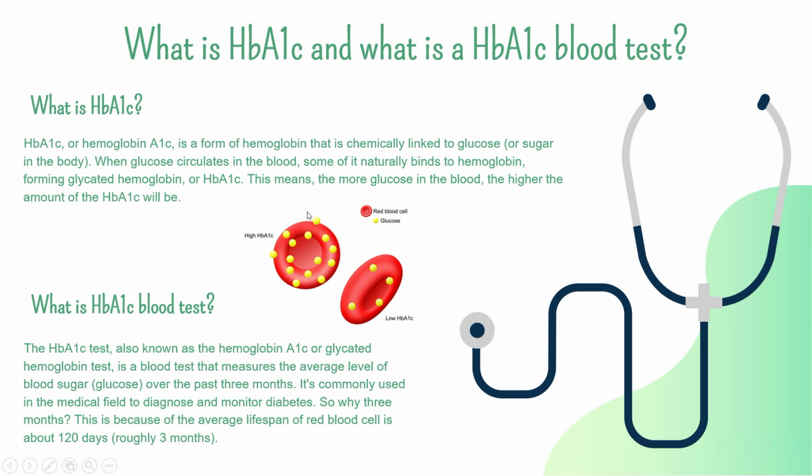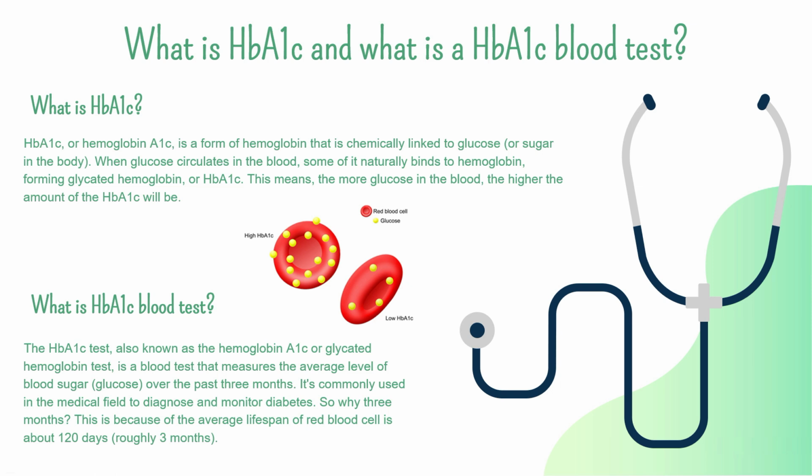If we take a closer look at this little picture here, we see the red blood cell with all the hemoglobin molecules attached to it. And then we see all the glucose. You'll see that in high levels of HbA1c, we have more glucose attached to those red blood cells or hemoglobin molecules. And in a low HbA1c, we have fewer glucose molecules attached.